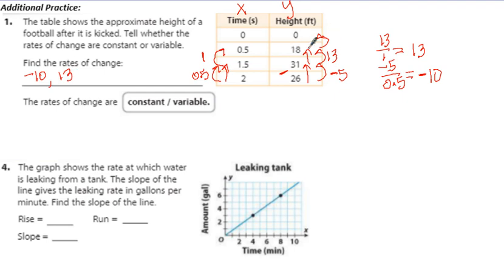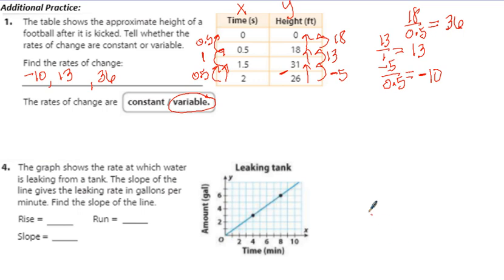This is 18 take away 0 is 18, and a half take away 0 is a half. So now we have 18 over a half. And if we divide 18 by a half, it's actually 36. So these are all of our different rates. See how they're all different? Because they're all different, this is what we call variable. Variables are things that change, they're not constant. So that's how you find your rate of change in your table.